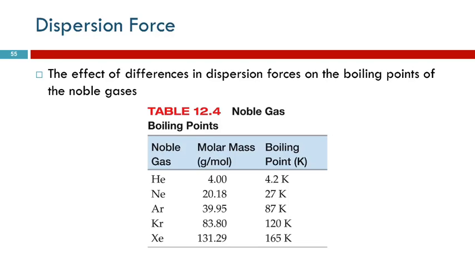Stronger intermolecular forces mean higher boiling points. So we see the boiling point as a measure of the strength of the intermolecular force. This demonstrates that dispersion forces increase as the size of the atom or molecule increases. Any questions?